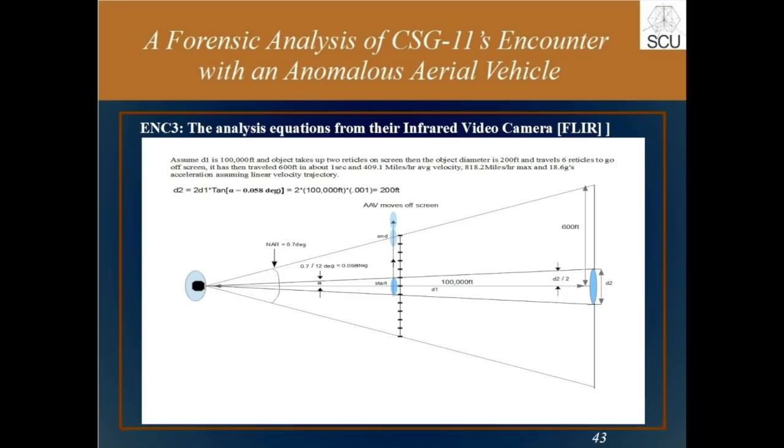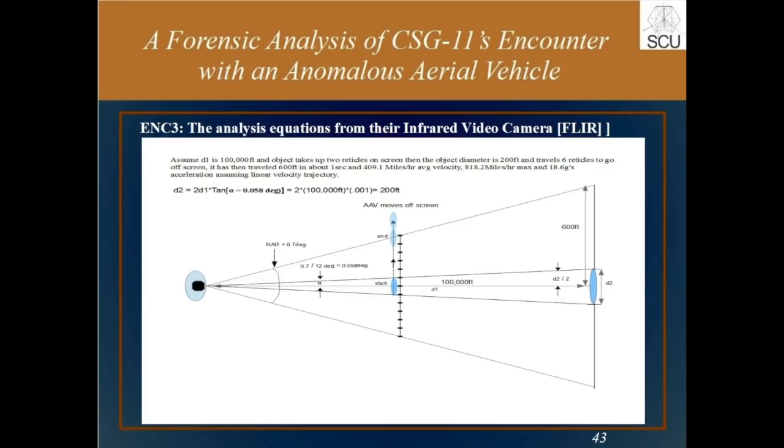And at distance D1, we're going to calculate what that is. What I'm going to do is assume it's at 100,000 feet. That's about 20 miles, something like that. So what do we get? If we assume the distance D1 is 100,000 feet, the object takes up two reticles on the screen. The object diameter is about 200 feet and it travels six reticles.